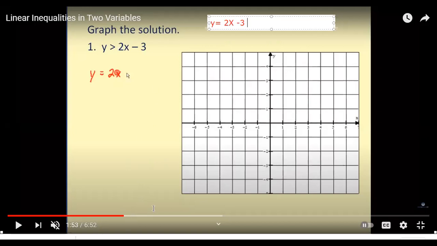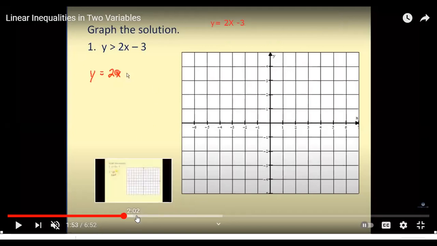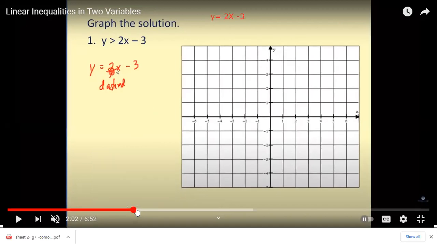And then we have 2 over 1, which means we'll go 2 up. How many units will we go up? 2 up and 1 to the right. Thank you. 2 up and 1 to the right.